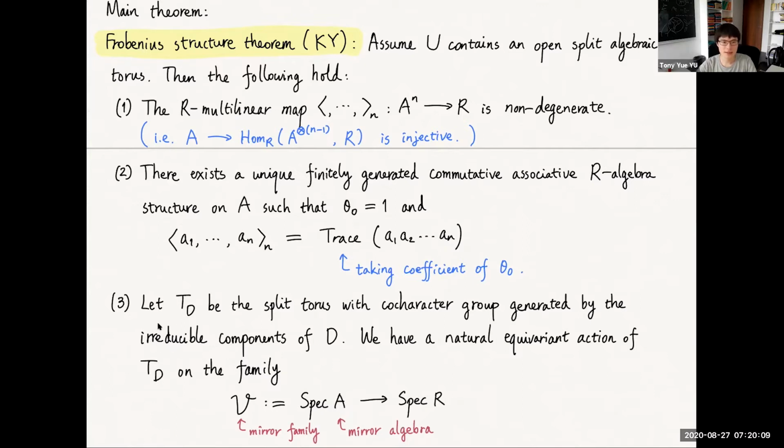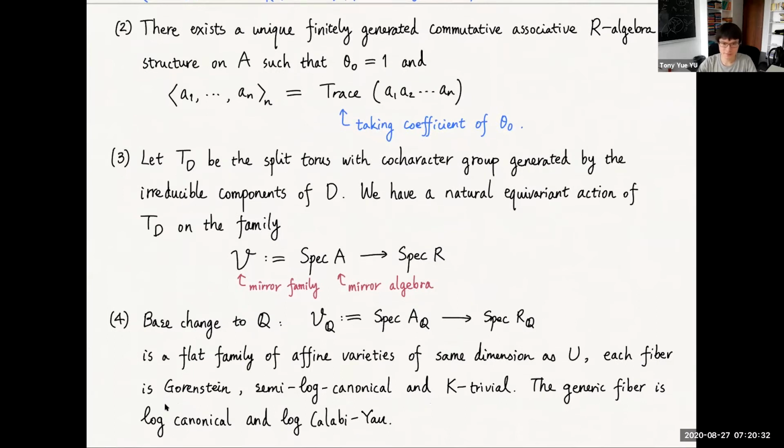So statement 3 is that let T_D be the split torus with cocharacter group generated by the irreducible components of D. Then we have a natural equivariant action of this torus on this mirror family. And the last statement is that if we base change to Q of our mirror family, then we obtain a flat family of affine varieties of the same dimension as U. Each fiber is Gorenstein, semi-log canonical, and K-trivial. So Gorenstein and semi-log canonical are conditions on the singularity. Somehow they say that they have reasonable singularities. And moreover, we show that the generic fiber is log canonical and log Calabi-Yau. So it's a bit surprising.